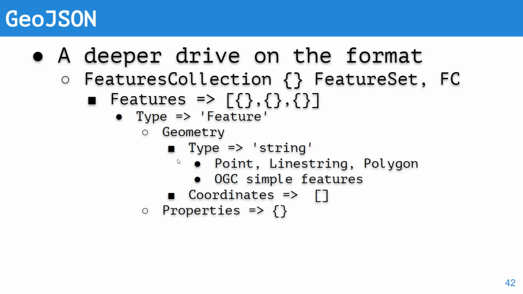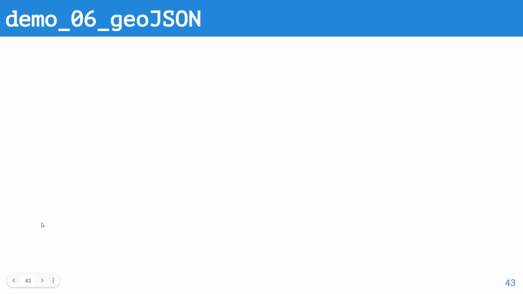Also part of a feature are its properties. These are like the column names. If you're used to ArcGIS Pro or QGIS, when you right-click on a layer and open up the table, you get a table with some column names at the top. So properties are kind of key-value pairs, like column name, value, column name, value. What you can do now is pause this video lecture and watch Demo 6 on GeoJSON.